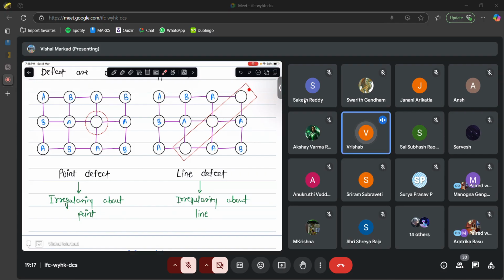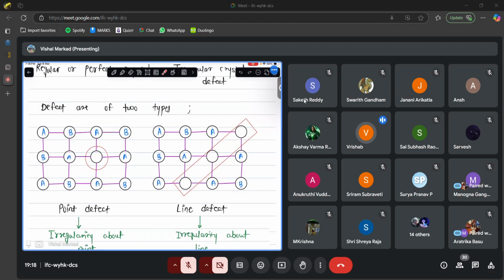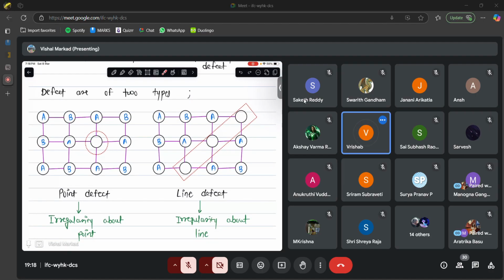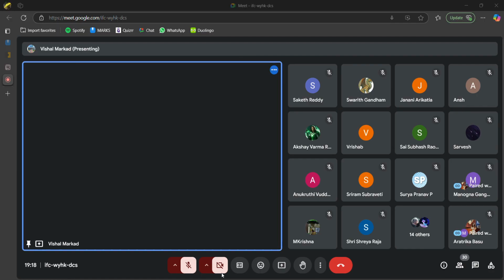Sir, how does this happen? How do defects come about? If they have A and B, there are some forces between them. When we increase the temperature beyond the melting point, the force of attraction between them can break down, so atoms can jump outside. We can have such types of defects. Then why does a line defect happen?